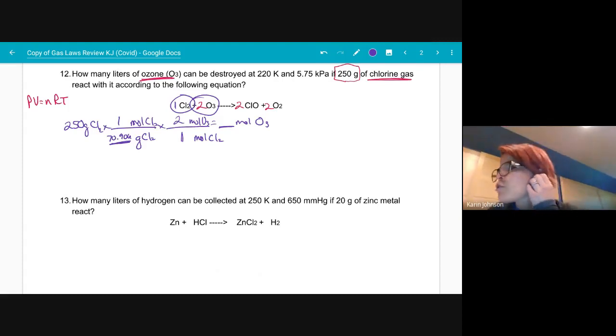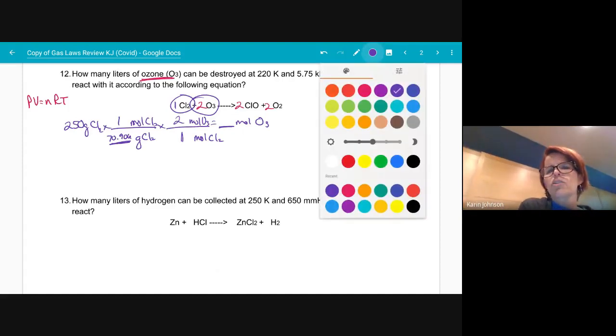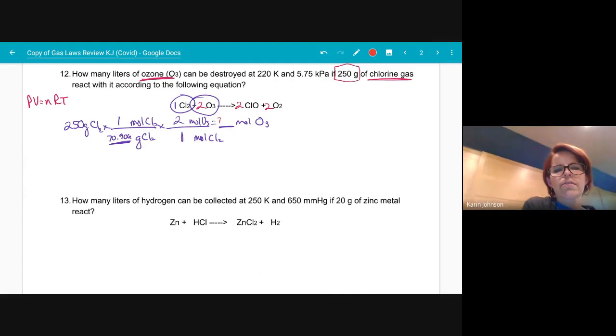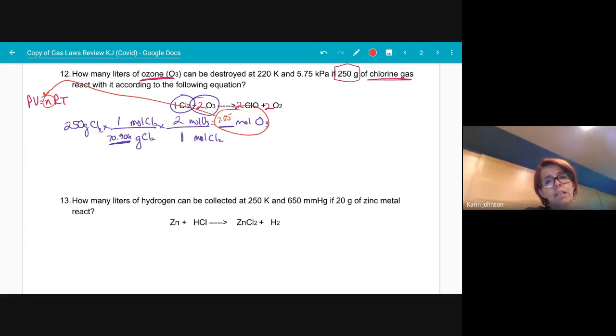So for the moles of O3, I just want to make sure that it agrees with my original answer key. The moles of O3 should be 7.05. And yep, that's what I got. So I'm going to change the color so it jumps out at us. 7.05 moles of O3. Okay, so now I have moles of O3. That's this part of the equation. That's the n in the equation. And now I'm pretty close to ready to use the PV equals nRT equation.